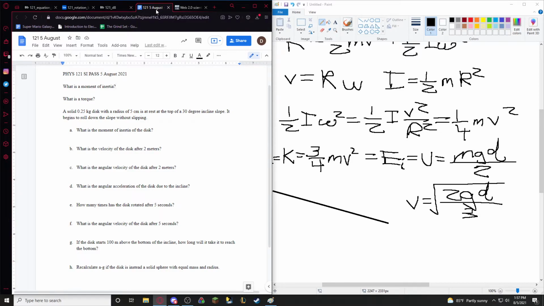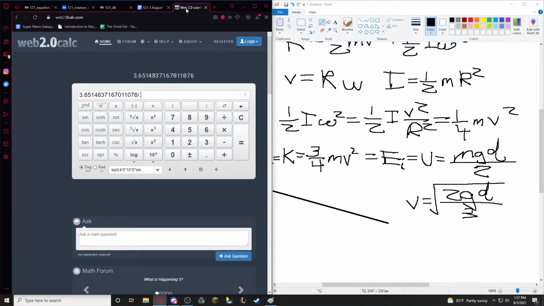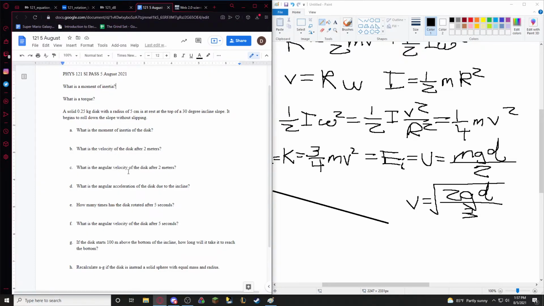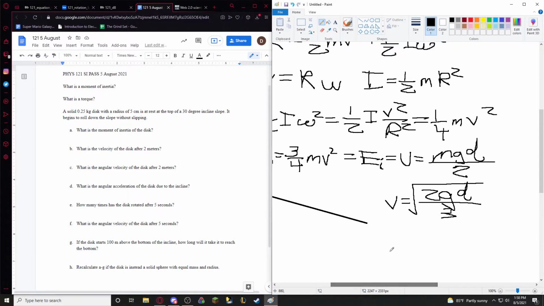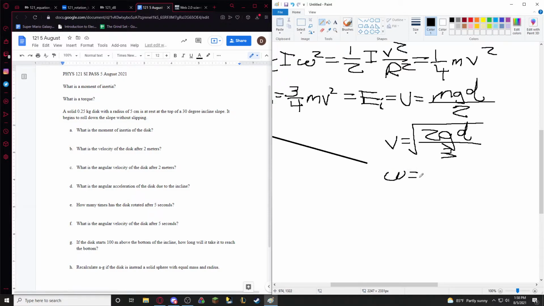Oh, what's wrong with me? That's 5. Okay. We have a 5 centimeter radius. We'll keep everything in SI units, so divide by 0.05. Yep. We have an angular velocity of about 73. And what's the SI units for angular velocity? Radians per second. Or radians are unitless, so it's just inverse seconds. So omega is equal to v over r.